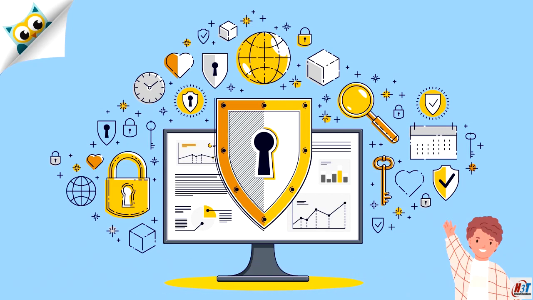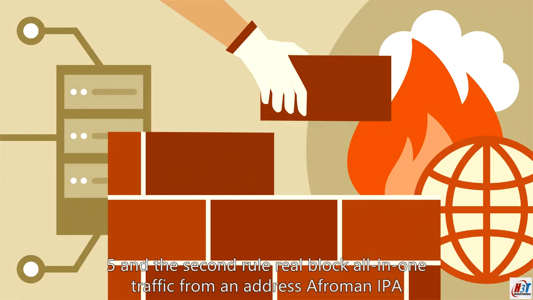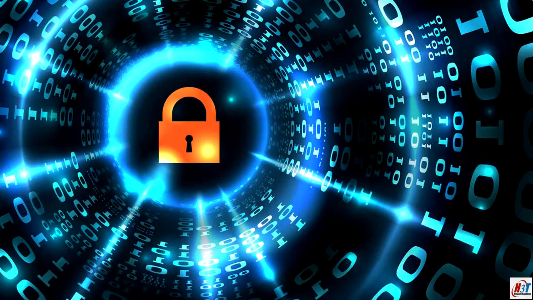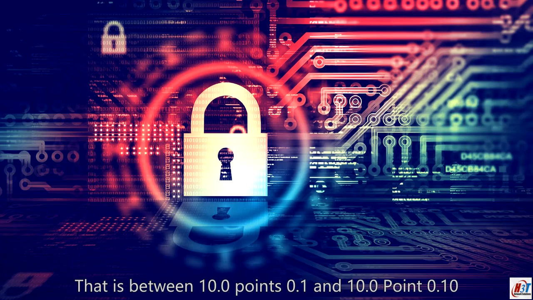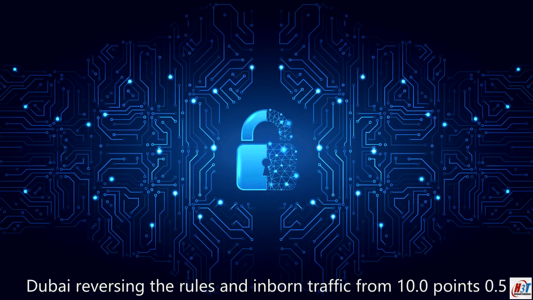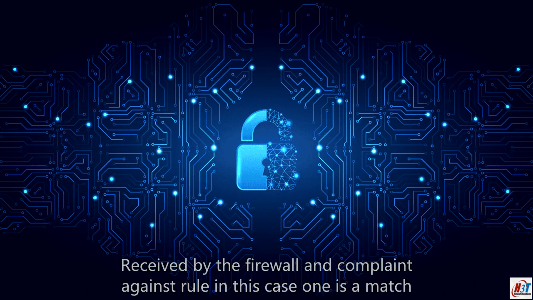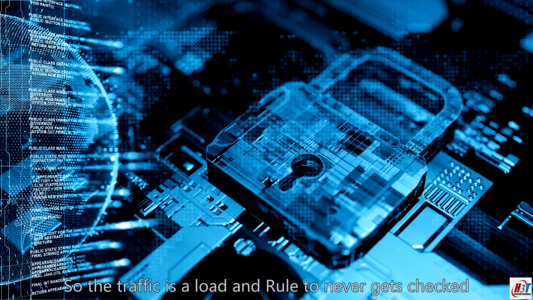A better way of doing this would be to reverse the order of the rules. The first rule will be allow all inbound traffic from IP address 10.0.0.5, and the second rule will be block all inbound traffic from an IP address between 10.0.0.1 and 10.0.0.10. By reversing the rules, any inbound traffic from 10.0.0.5 will be received by the firewall and compared against rule 1. In this case, rule 1 is a match, so the traffic is allowed and rule 2 never gets checked.